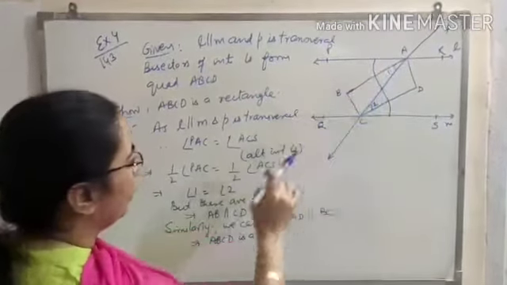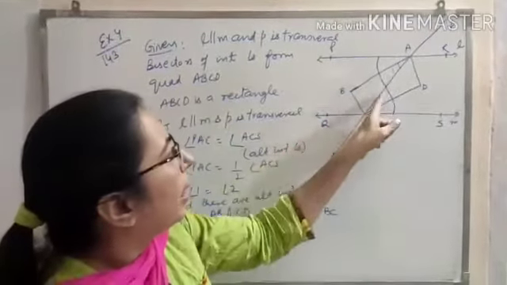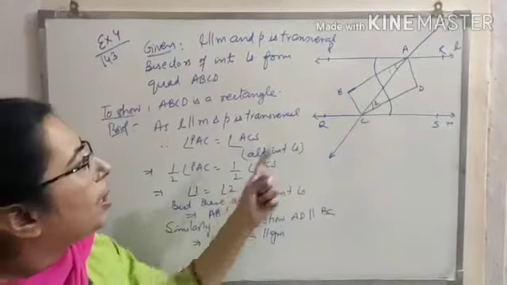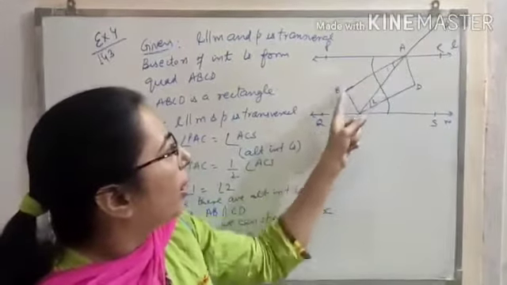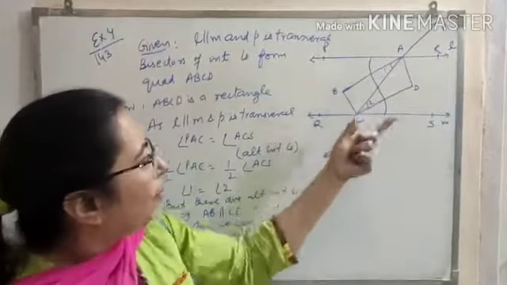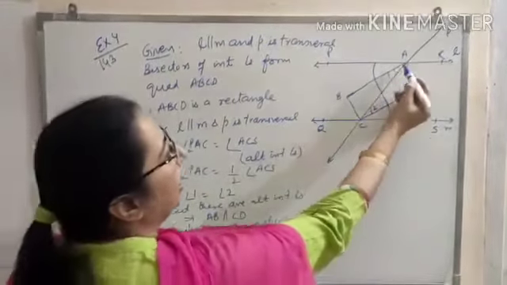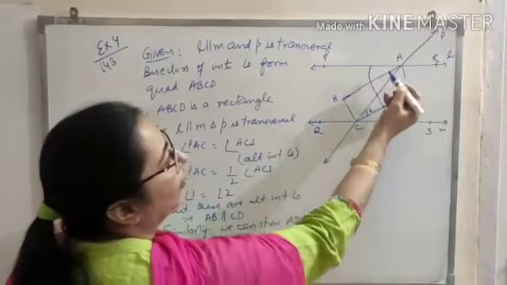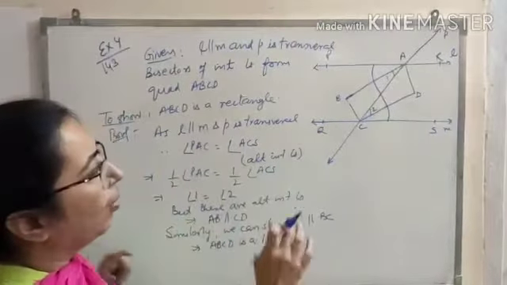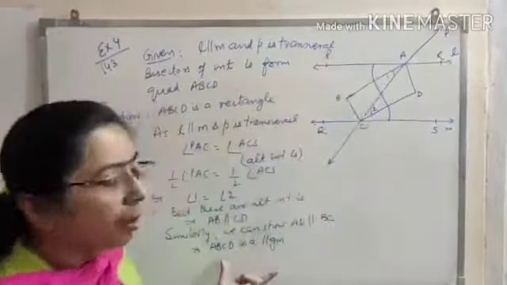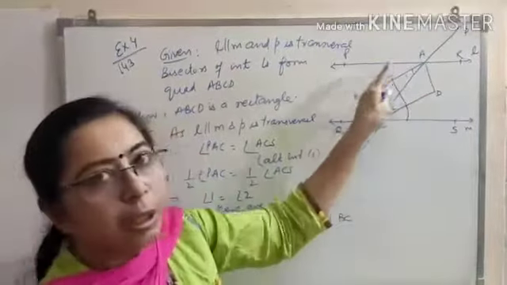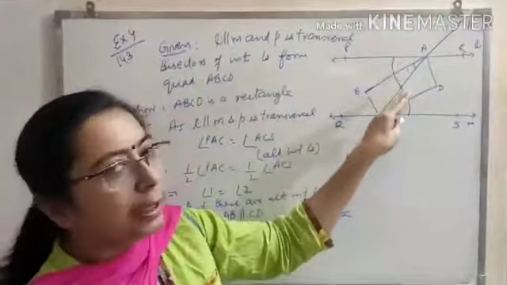But as you can see in the figure, 1 and 2 are again alternate interior angles. It means AB is parallel to CD in this quadrilateral formed. For the second part, we will write similarly. We can show that AD is parallel to BC. When opposite sides are parallel, then it becomes a parallelogram. Now the quadrilateral is proved to be a parallelogram. You have to prove that it is a rectangle.